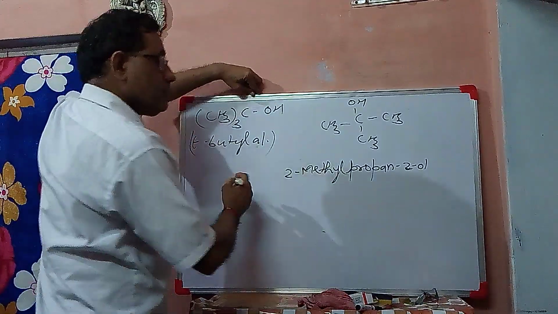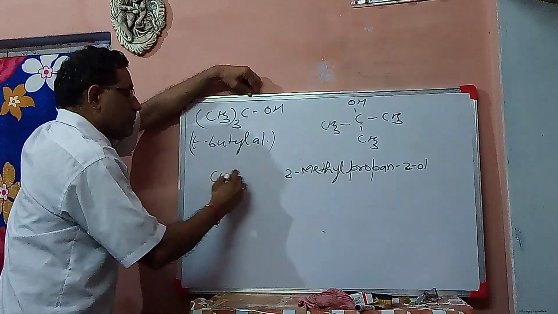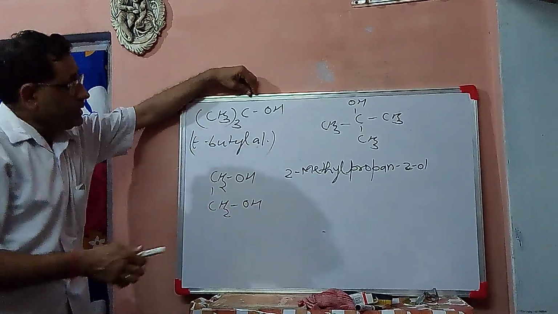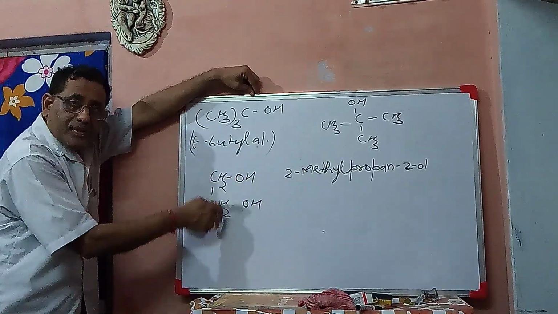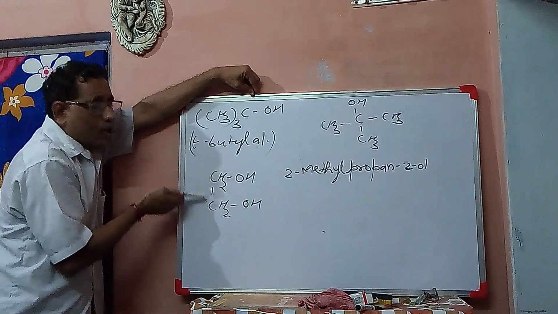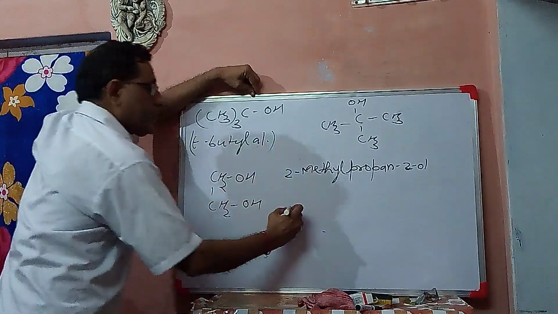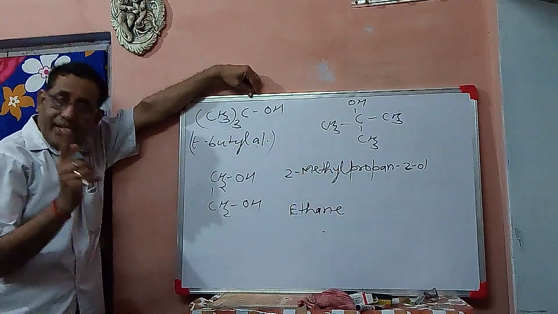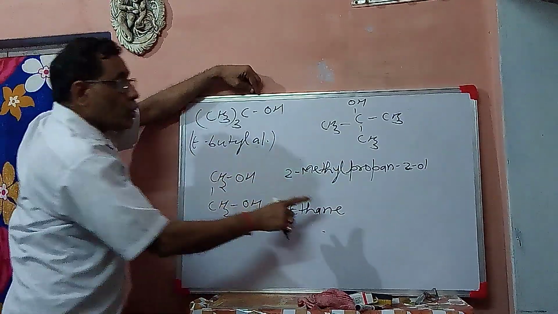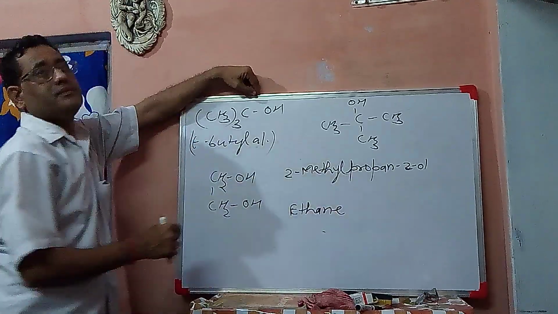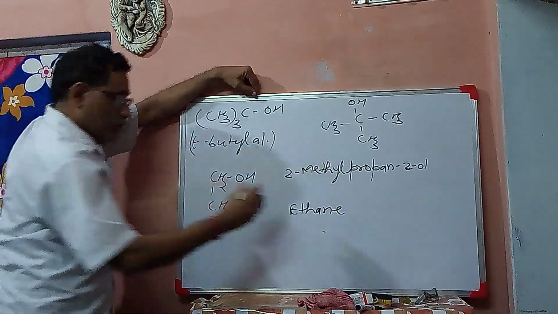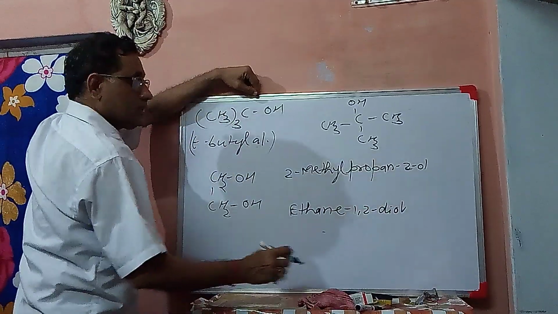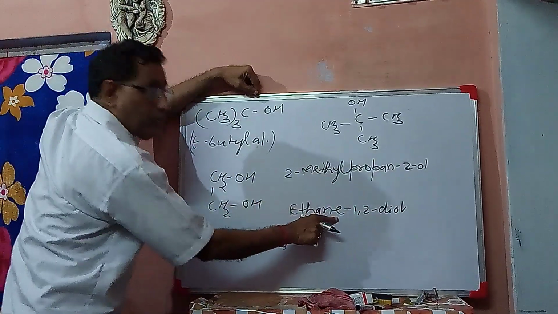In the same way, suppose this example is taken, CH2OH CH2OH. The 2 hydroxy groups are present, and in the long chain, 2 carbon atoms are present. So you take ethane. One interesting point: don't remove E. Ethane-1,2-diol. Clear? अब यहाँ E को रिप्लेस नहीं किया.